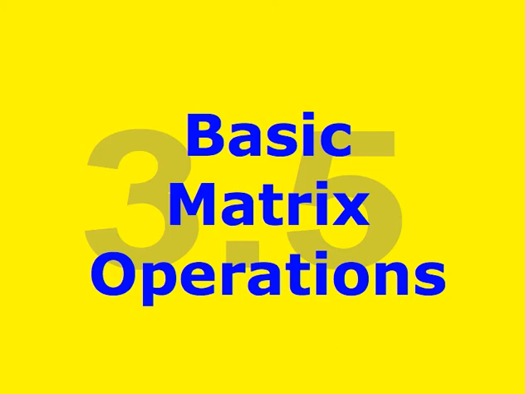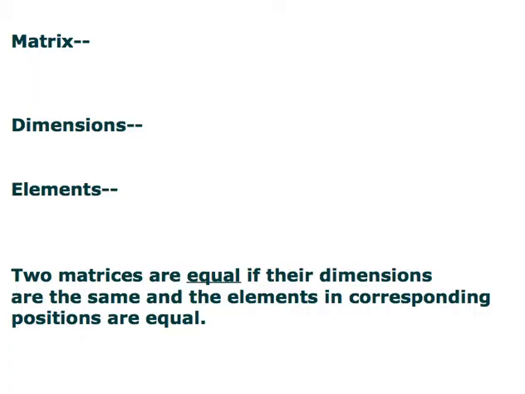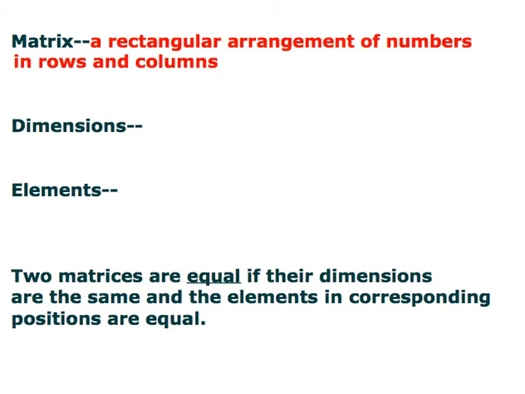Right, today we're starting section 3.5, Basic Matrix Operations. First of all, a few definitions. 1. A matrix is a rectangular arrangement of numbers in rows and columns. The dimensions of a matrix always go rows by columns, so you'd say M by N.